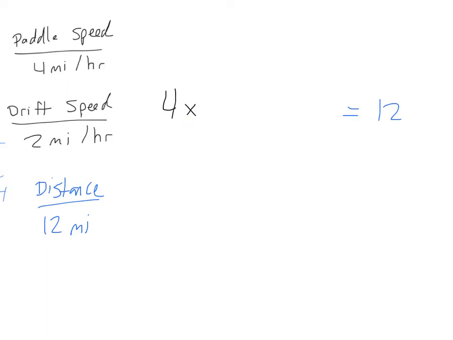But also, I could add to that, and I'm going to do this in red so we can differentiate here. I could also drift. Now, if I drift, what am I doing? Well, I'm just sitting there. I'm still moving at a speed, though, of 2 miles per hour, and then I multiply that by the number of hours that I drift for. I'm going to use y here because x stands for hours paddling, y stands for hours drifting, and they're different types of things, different speeds, so I use different variables.